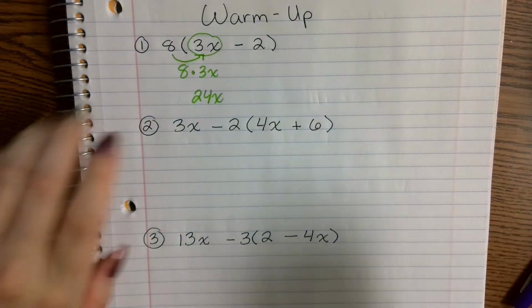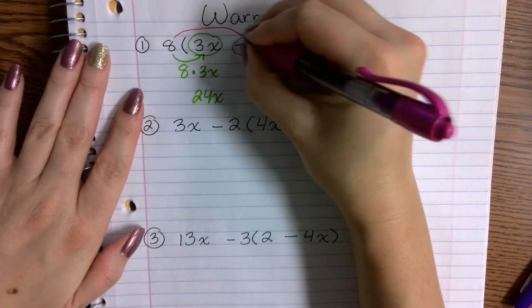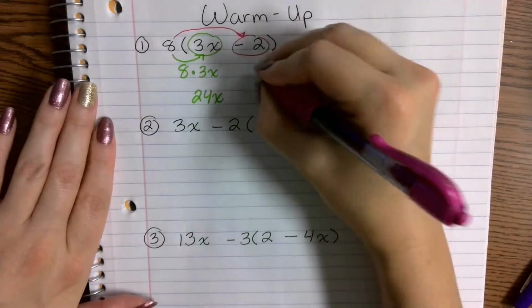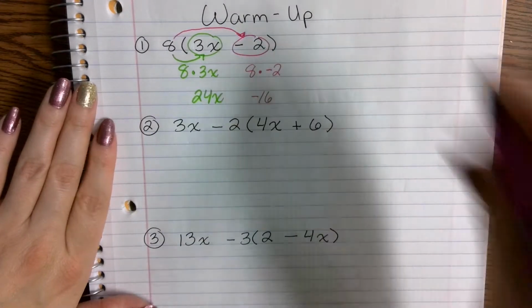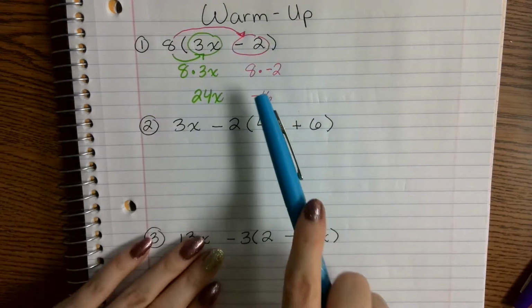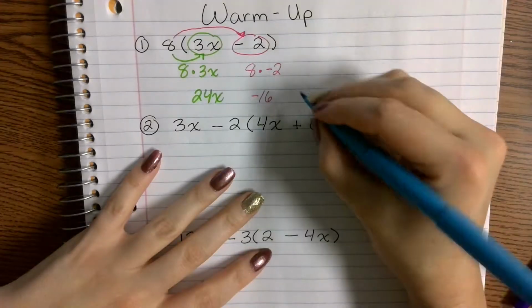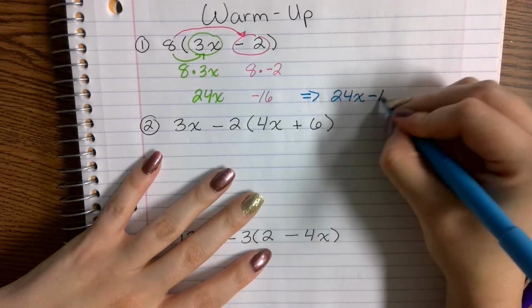Then you're multiplying the 8 times a negative 2. Don't forget that that minus sign indicates that it is a negative. So 8 times negative 2 gives you a negative 16. And because the sign is negative, that means the operation is going to become a minus sign. So we have 24x minus 16.